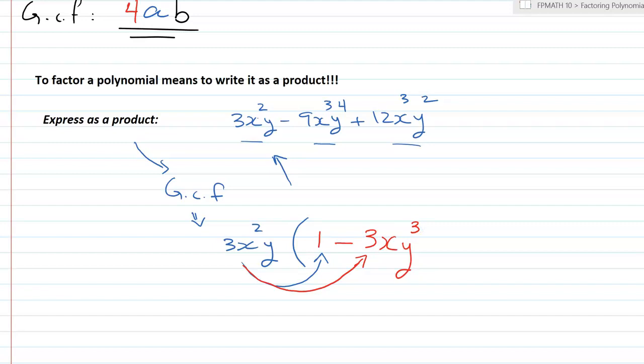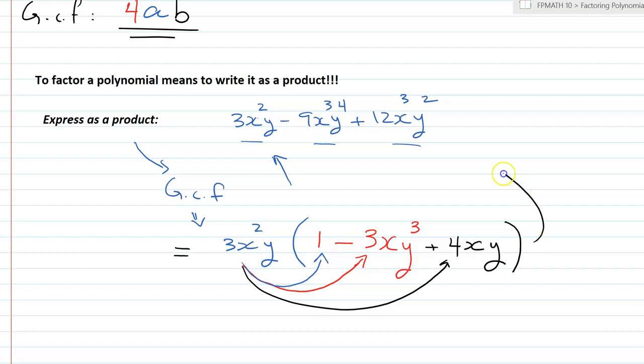Now the last term, you're going to do the same thing. So 3 and 12, so that would be 4. 3 times 4, that will give me 12. And then x squared and x cubed, so that would be x, because x times x squared is x cubed. And what do we have to multiply y by to get y squared? Y. You close the bracket, and this is now written or expressed as a product. So this original polynomial, the three terms right there, is written as a product of a monomial and a trinomial.